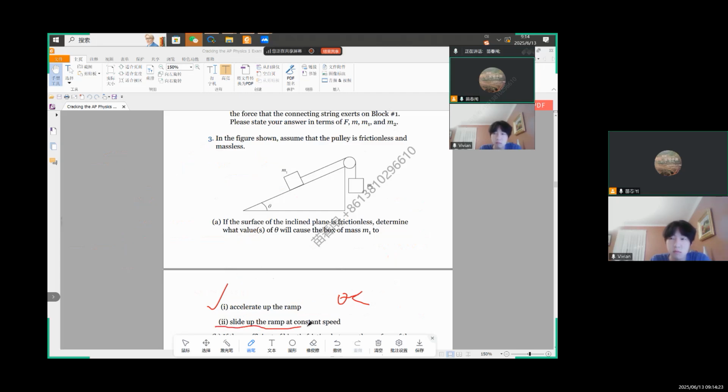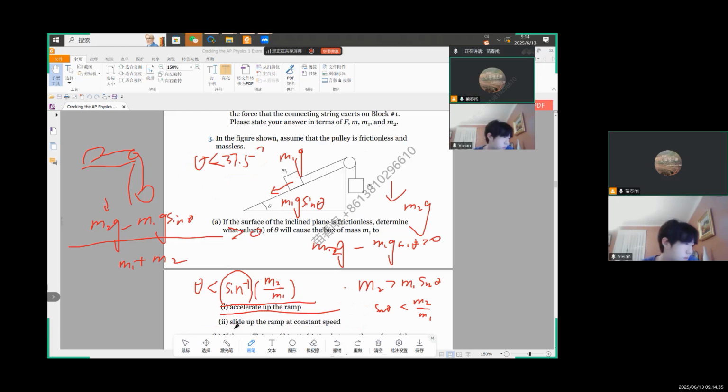And the second one, slide up the ramp at a constant speed. When they slide up the ramp at constant speed, acceleration is not greater than 0 this time, and this is our A, right? The second one is theta equal to 0. That one is greater than 0, this one is equal to 0. And basically, it's theta equals sine inverse of m2 over m1, right?